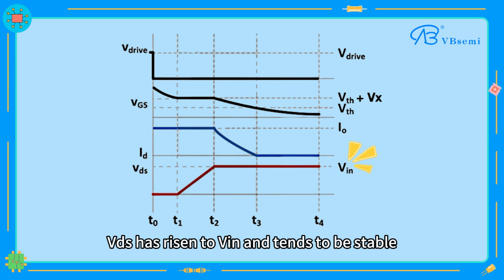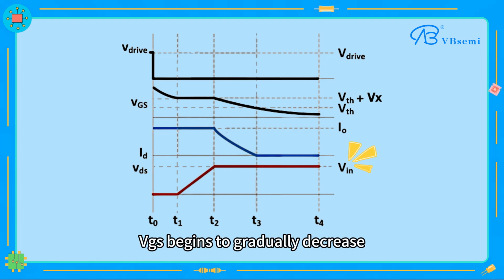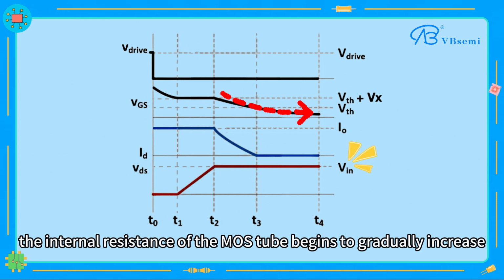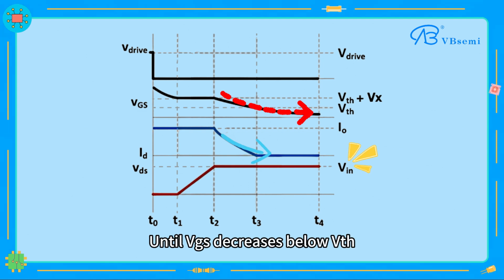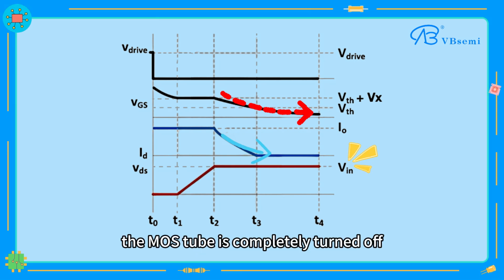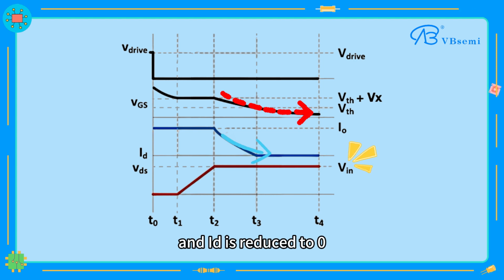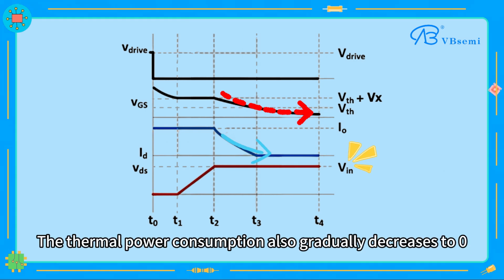VDS has risen to VIN and tends to be stable. VGS begins to gradually decrease. The internal resistance of the MOS tube begins to gradually increase, and the ID current gradually decreases. Until VGS decreases below VTH, the MOS tube is completely turned off, and ID is reduced to 0. The thermal power consumption also gradually decreases to 0.